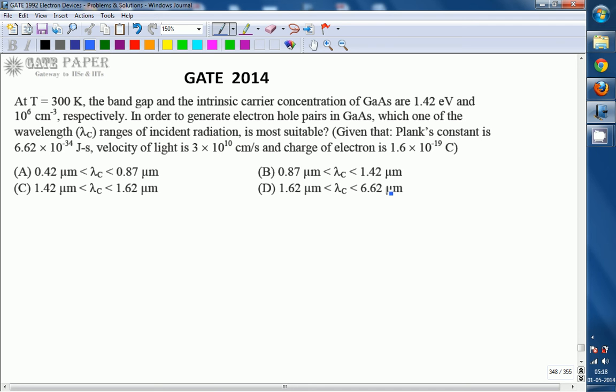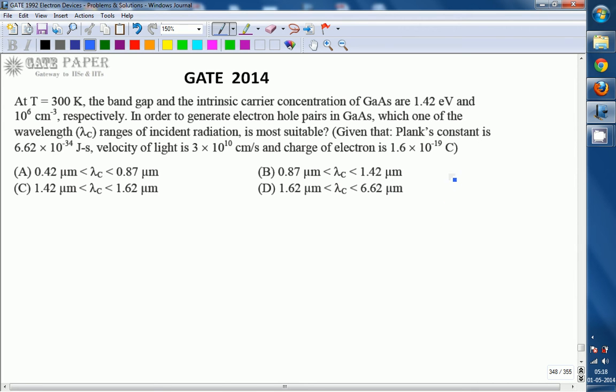In order to generate electron hole pairs in gallium arsenide, which one of the wavelength ranges of incident radiation is most suitable, given Planck's constant, velocity of light and charge of electron? So what wavelength of incident light has to be taken such that electron hole pairs are going to be generated? What was given is the gallium arsenide energy band gap.